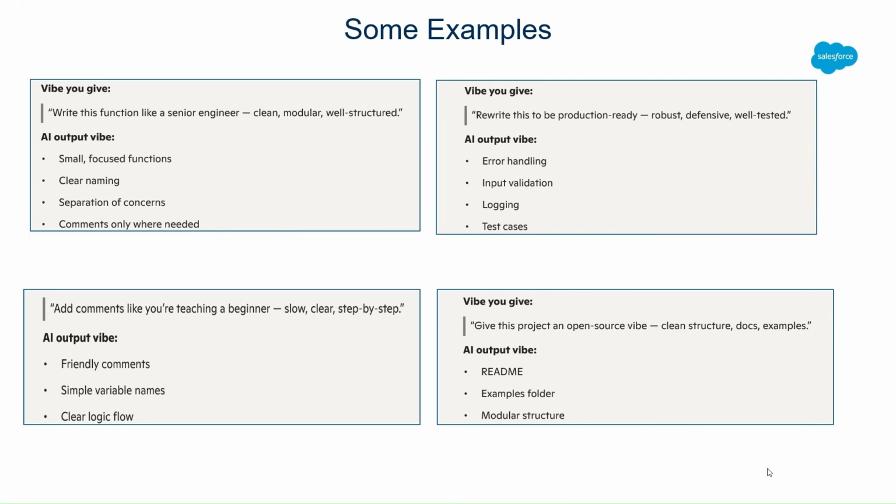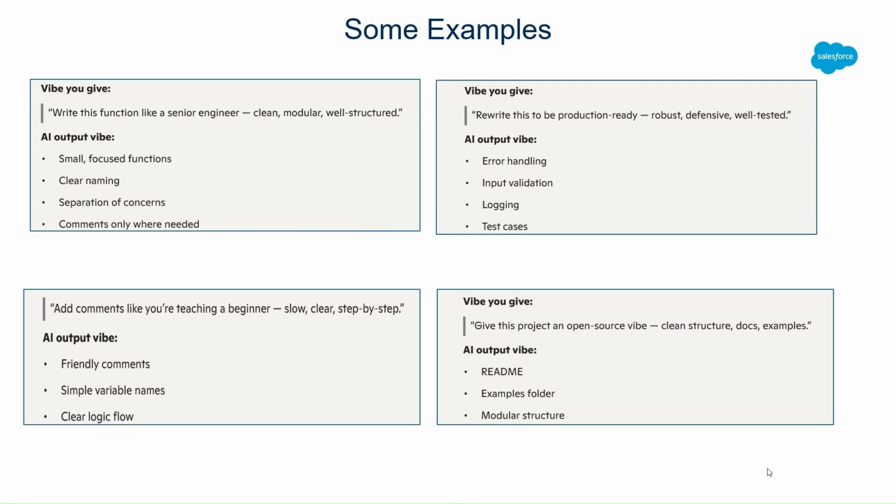Another vibe I can give is: rewrite this to be production ready, robust, defensive, well tested. It will provide output with error handling, input validation, logging, as well as test cases. Then I can give a vibe saying: add comments like you are teaching a beginner, slowly, clearly, and step by step. I will get an output with friendly comments, simple variable names, and clear logic flow, which can easily be understood by a beginner.